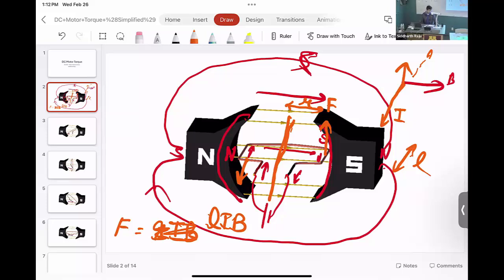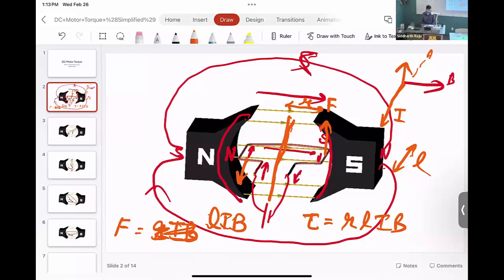What is going to be the torque? How far is it from the center of the shaft? Yep, that length I've given as R. The center of the shaft is the orange line that I've drawn going into the board. So if that length is R, what is going to be the torque? R times F, thank you. R times L times I times B.